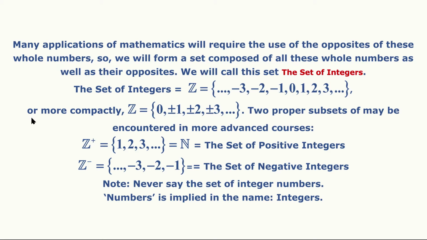So there's a compact way of writing that, which is kind of nice because it makes it look more like the set of whole numbers. Here we use this compact notation, plus or minus 1. So 0, plus or minus 1, plus or minus 2, plus or minus 3, etc.